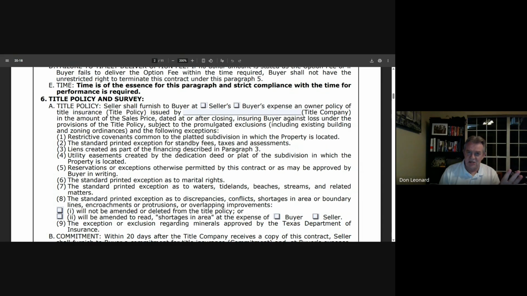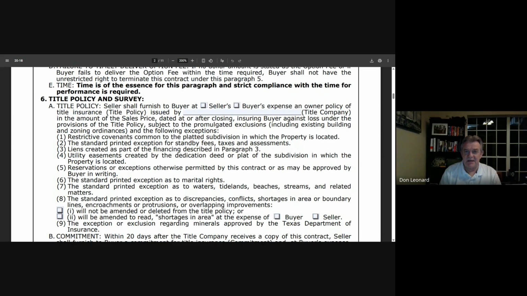We don't need the additional coverage. If we want the additional coverage, we check the second box where it talks about that the policy will be amended to read that they will cover shortages in area. And of course, if that's the case, then either the buyer or the seller is going to have to pay for it. So whether or not it needs to be done is kind of up to the buyer.